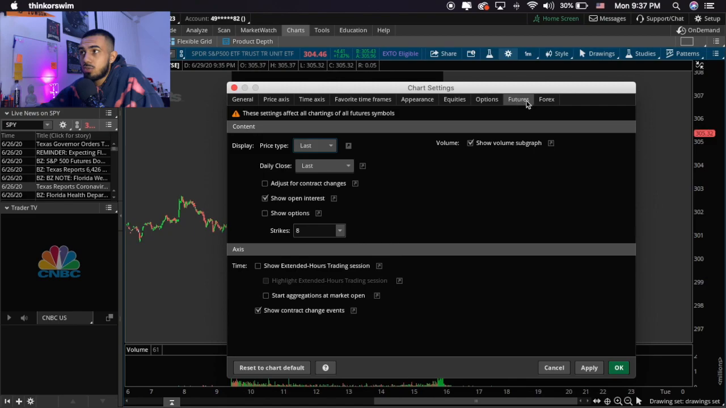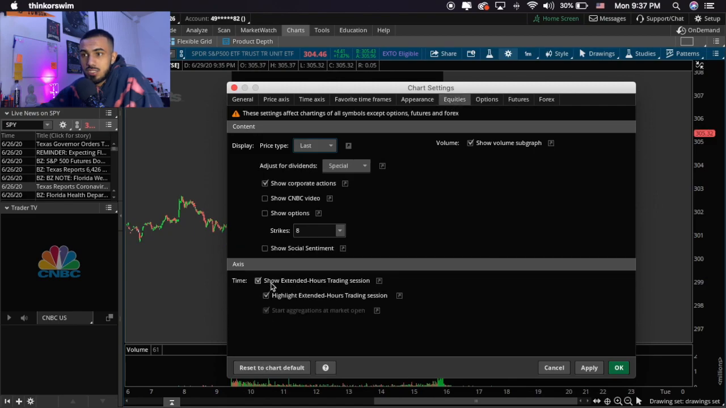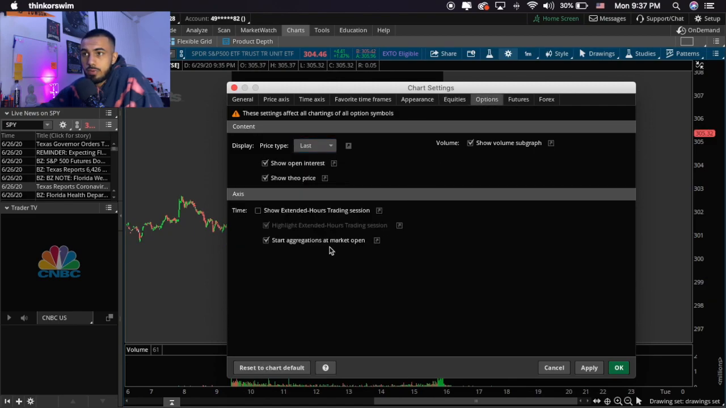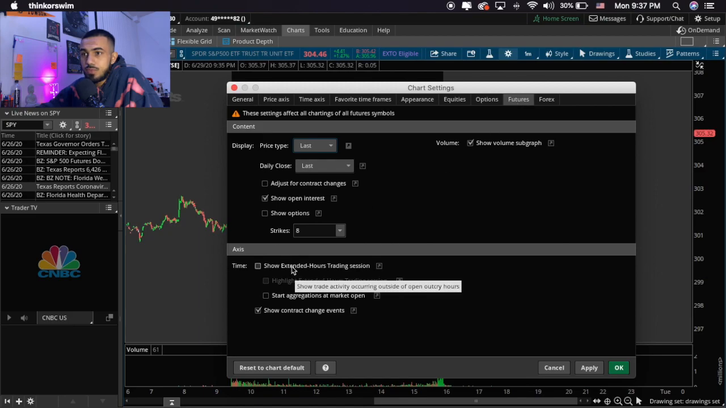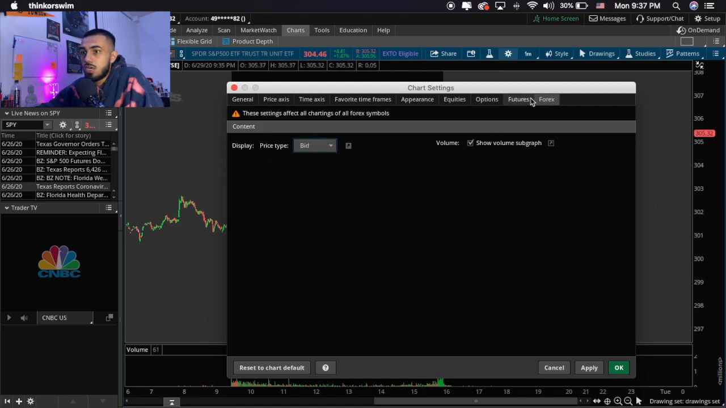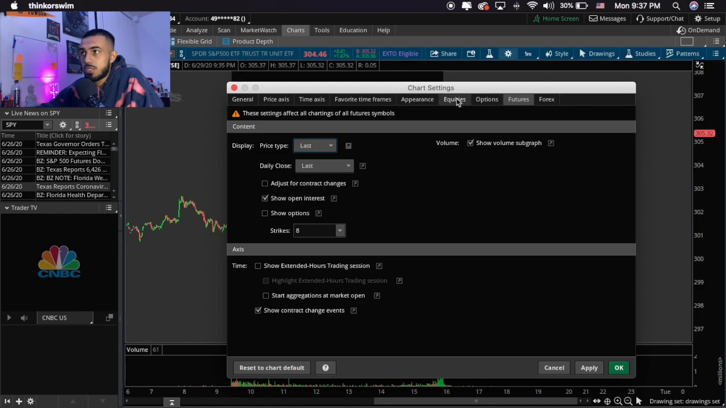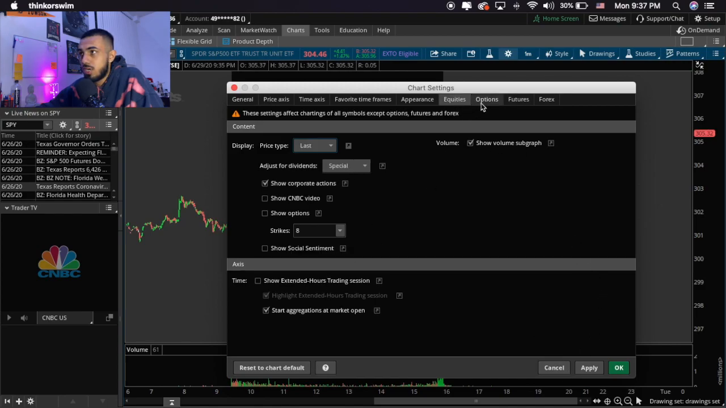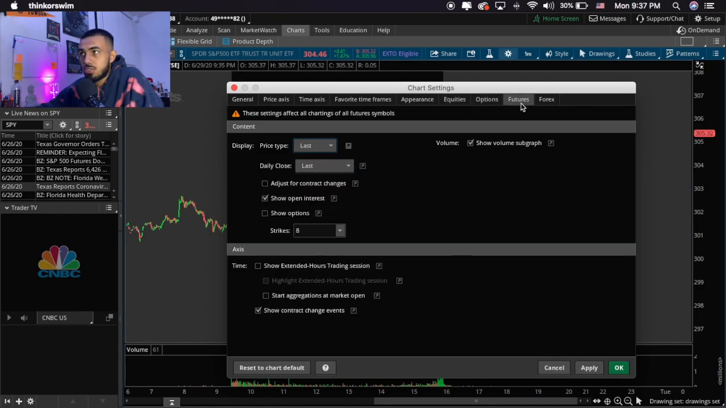Now, if you go to equities, options, and futures, your extended hours trading is probably turned off. You see this is turned off. I don't trade Forex, so let's not worry about that. Equities, it's probably turned off. Options, extended hour trading, turned off. Futures, extended hour trading, turned off.